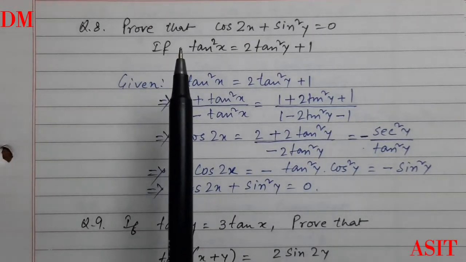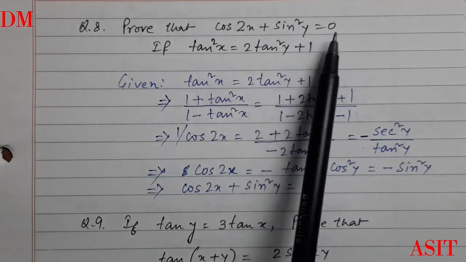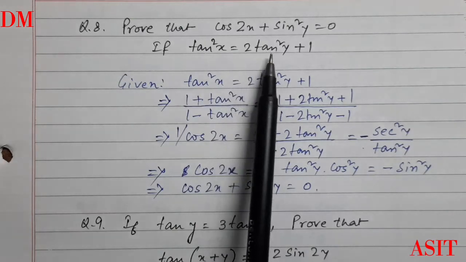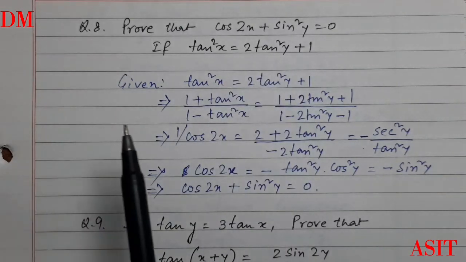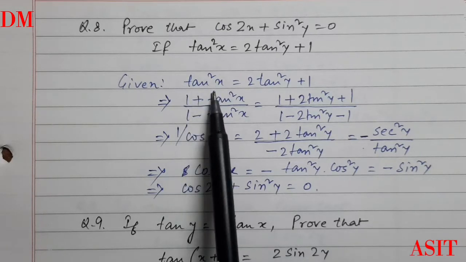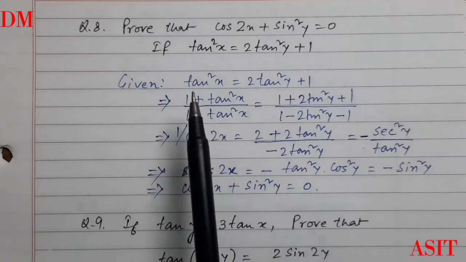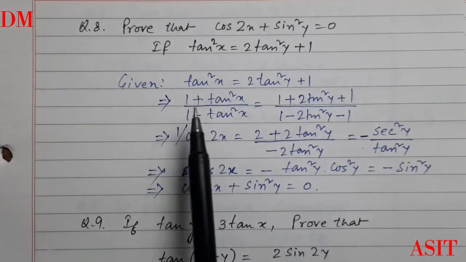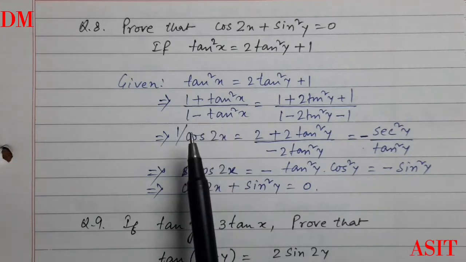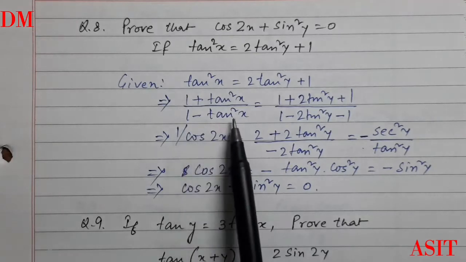It is given, we need to prove that cos 2x plus sin square x equals 0, and it is given that 2 tan square x equals 2 tan square y plus 1. From this we can use componendo dividendo, so it will become 1 plus tan square x by 1 minus tan square x. So denominator plus numerator by denominator minus numerator.